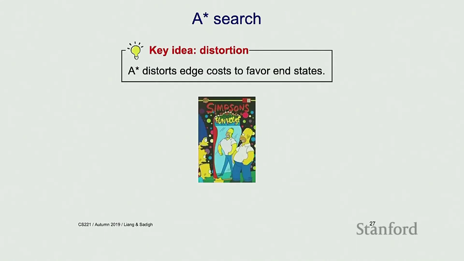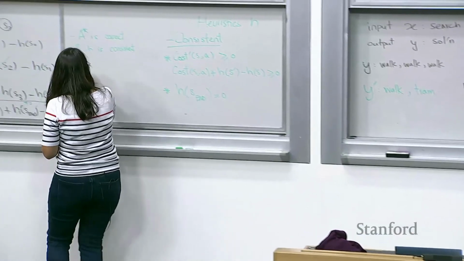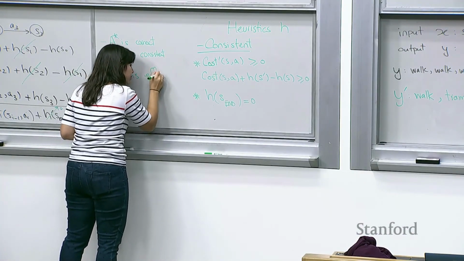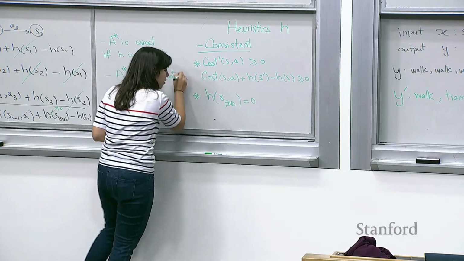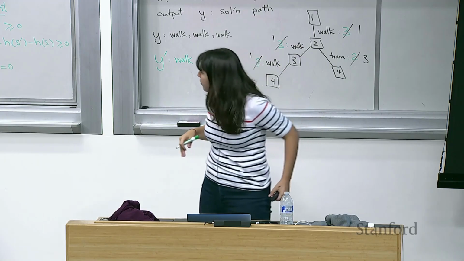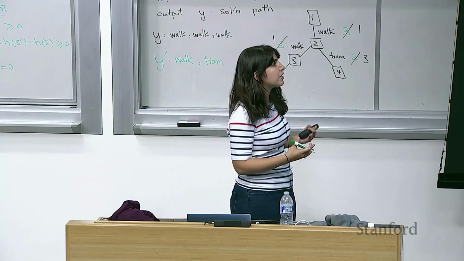So basically the whole idea of A star is it distorts edge cost and favors these end states. So I'm going to add here that A star is efficient too. So that is the other thing that we have about A star. Okay. All right, so these are all cool properties. One more property about heuristics, and then after that we can talk about relaxations.